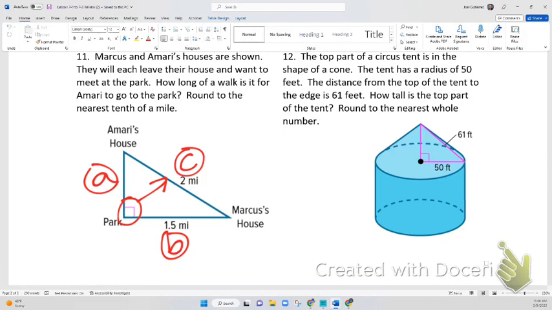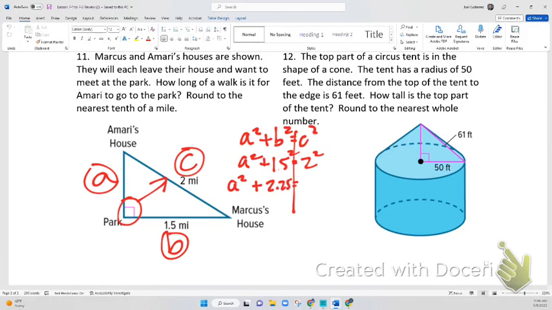Those can be used interchangeably. Off to the side, maybe on the right, has a little bit more space. We're going to put A squared plus B squared is equal to C squared. The A, we don't know. That's what we're looking for. The B is the 1.5, and the C is the 2. And of course, that all needs to be squared. So A squared stays as is. 1.5 times 1.5 gives you 2.25. And then 2 times 2 gives you 4.